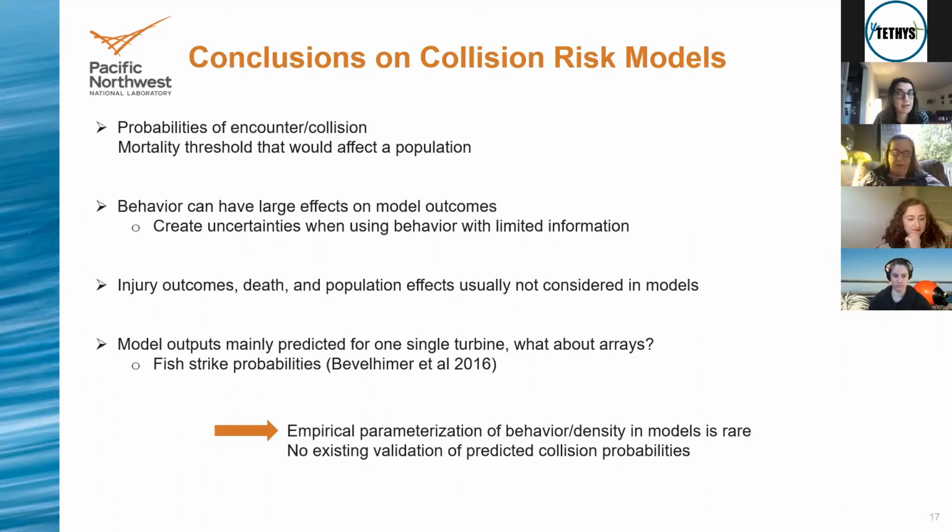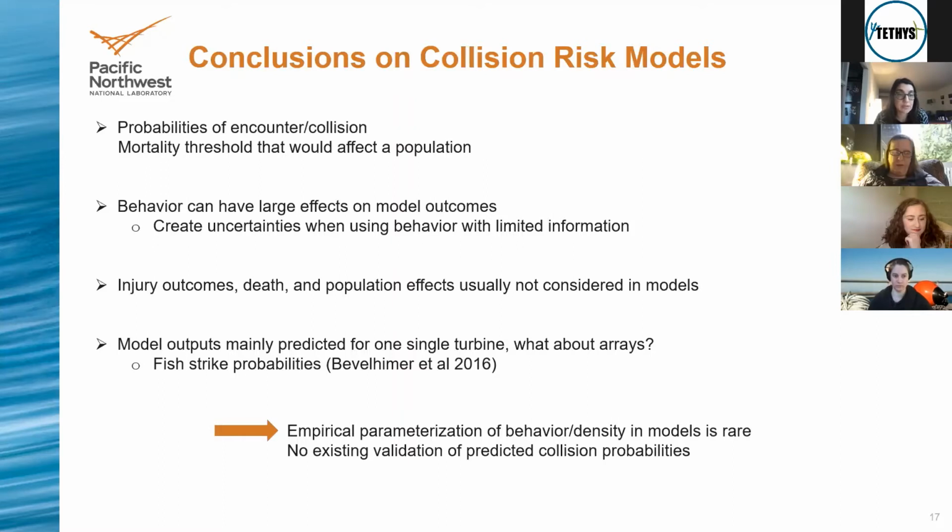And next slide, this is my final slide just to conclude on collision risk models. As I say, they are used to estimate probability of encounter and collision, or they have a mortality threshold that would affect a population. In this model, the behavior can have large effects on the outcome, which creates uncertainties when using behavior with limited information. The injury outcomes, death, and population effect are usually not considered in this type of model.